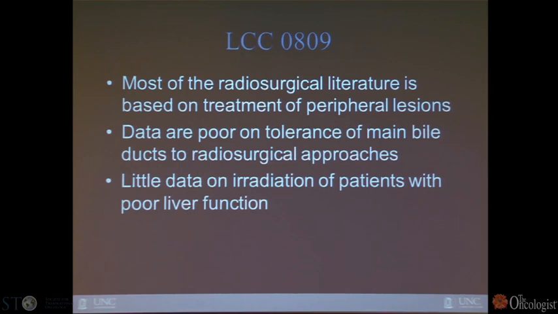Much of the data in the literature is based on the treatment of peripheral lesions, where one can get very good control. There's not much data on the tolerance of the central bile ducts to high-dose radiation, and it's something where you might be afraid you could cause problems. And lastly, we are also entering patients with poor liver function, and these have also not been generally studied in the radiosurgical literature to date.